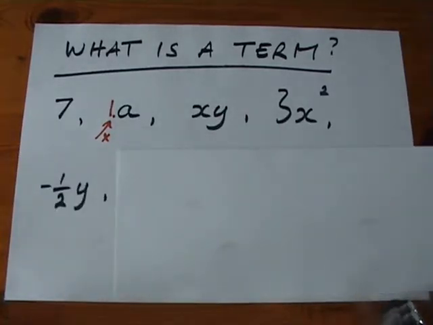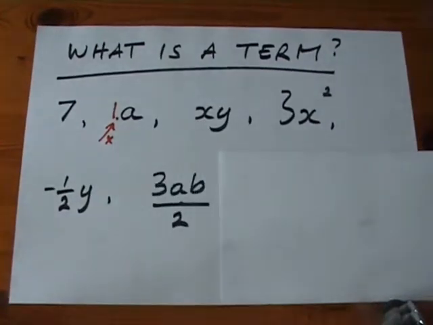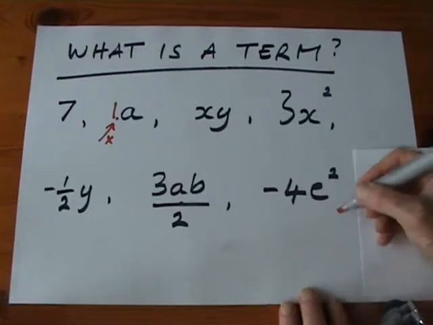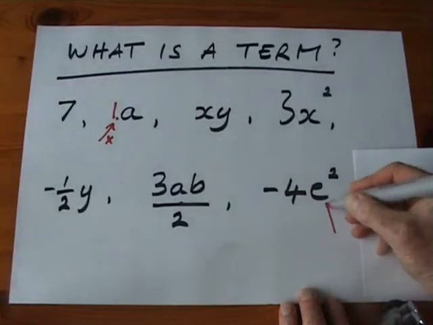Minus a half times y, or minus a half y, is another term. It's got letters, it's got numbers, and it's got a sign in there as well. 3ab over 2. So we've got 3 times a times b, all divided by 2, is another term. Minus 4e squared. So let's be certain about what each part of the term is.